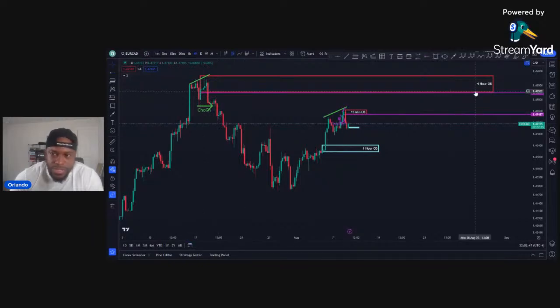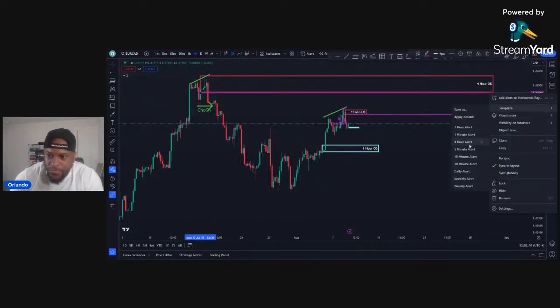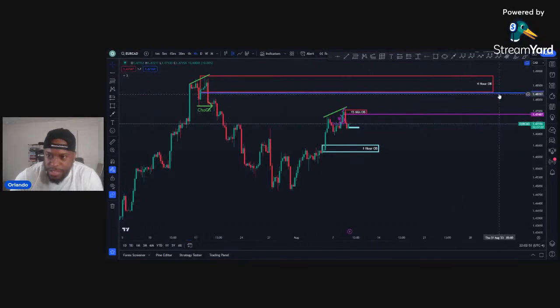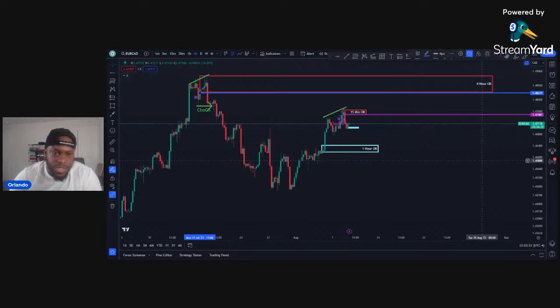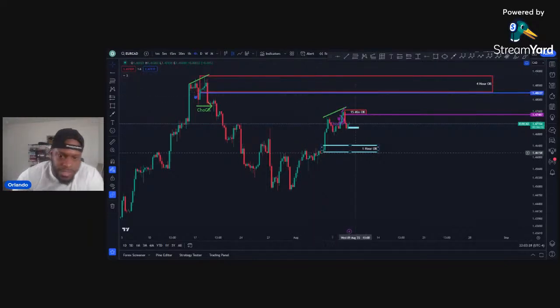So right here, what I'm going to do is simply mark a horizontal ray, 4 hour alert, and alert myself and say, hey, this is a EuroCAD 4 hour supply zone POI. Supply POI, simply meaning point of interest. So what TradingView will let me know is, hey, when price comes to tap this price area, it's going to send me an alert and say, hey, price is at the area.